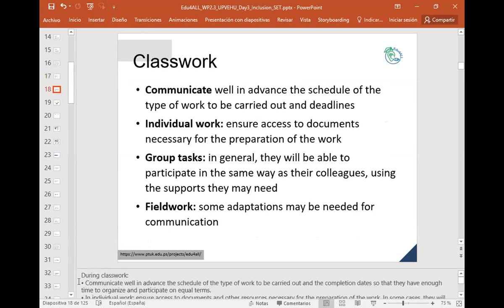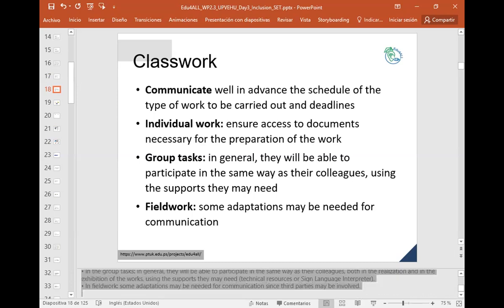During the classwork, communicate well in advance the schedule of the type of work to be carried out and the completion date so that they have enough time to organize and participate on equal terms. In individual work, ensure access to documents and other resources necessary for the preparation of the work. In some cases, they will need to be given more time to complete the task. Likewise, allow them more time when it comes to oral presentations or defenses.